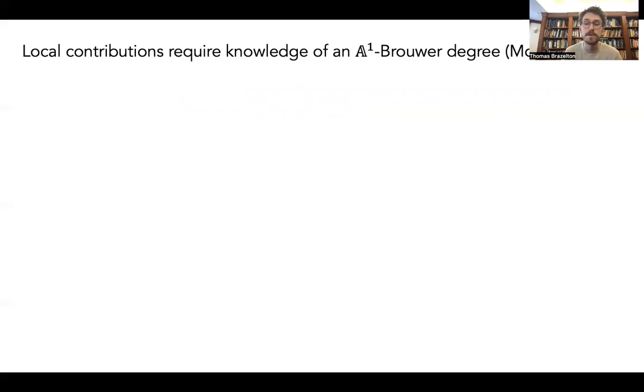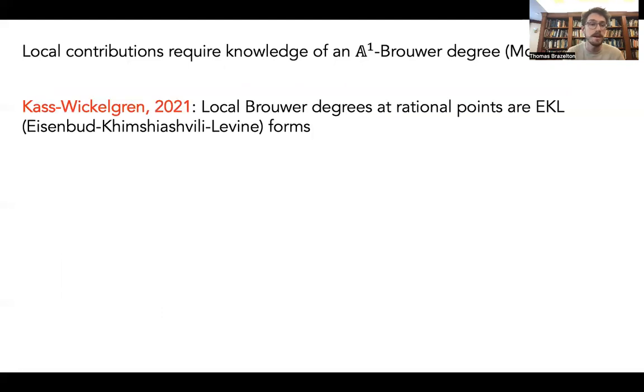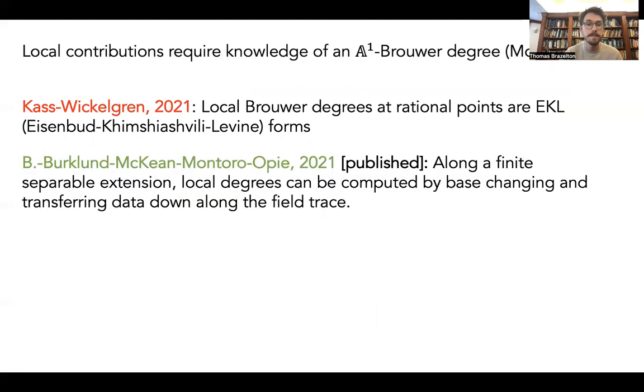Local contributions would require you to know about the Brauer degree in the A1 setting, and the definition of this Brauer degree is due to Morel. Cass and Wickelgren proved that local Brauer degrees at rational points are EKL forms, and these are computational commutative algebra formulas that were developed in the 1970s by Eisenbud, Kimchiashvili, and Levine, and were conjectured to be more general.